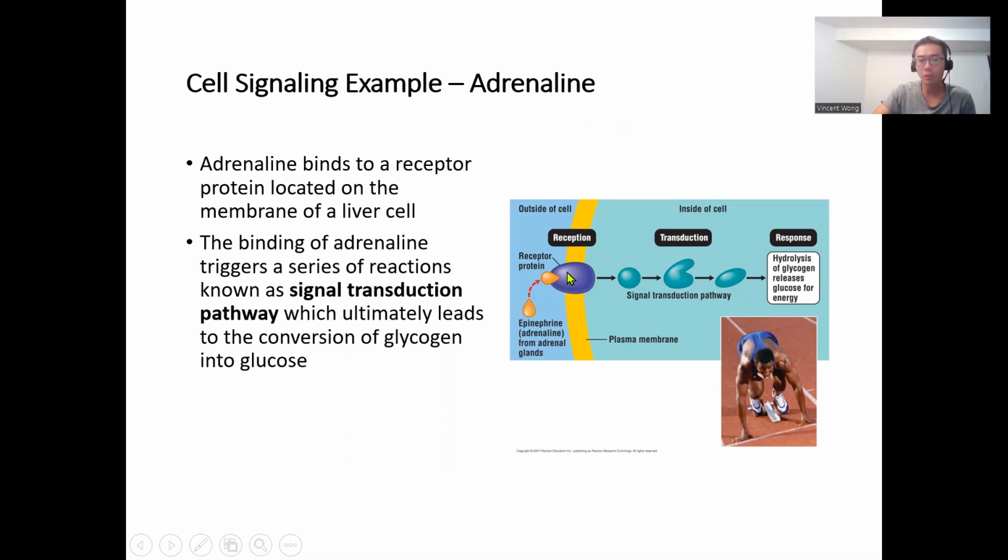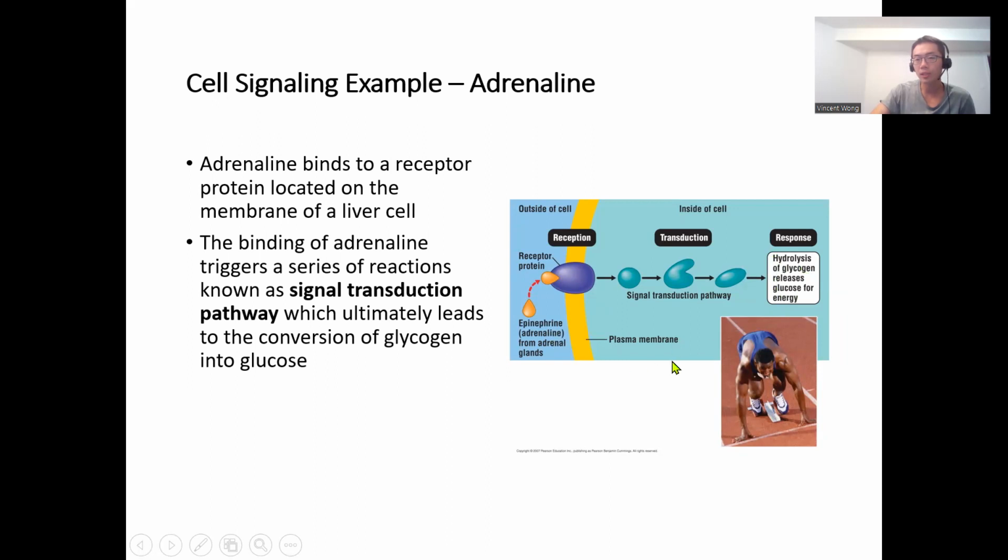It will bind to a receptor protein, which is on the surface of the cell, and then will cause a bunch of reactions to happen. There's a fancy word for these reactions called signal transduction pathway. Don't worry too much about that name, but it's just a bunch of reactions, right? Which ultimately causes the hydrolysis of glycogen, okay?